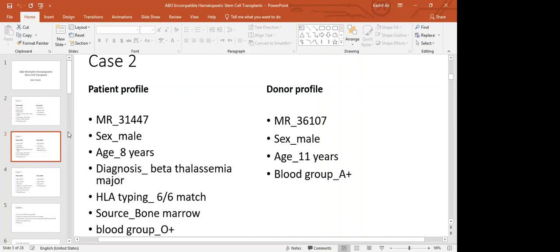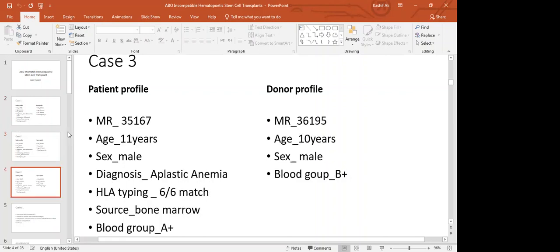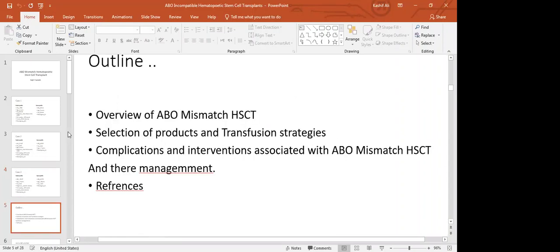younger brother. The donor's blood group was A positive and the recipient's was O positive. And the third case, an 11-year-old boy diagnosed with aplastic anemia, was also 6x6 matched with his younger brother, 10 years old, while the donor's blood group was B positive and the recipient's was A positive. So we will discuss and conclude all these cases at the end of our discussion.